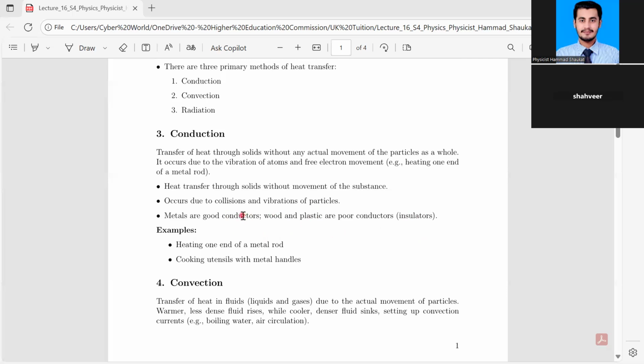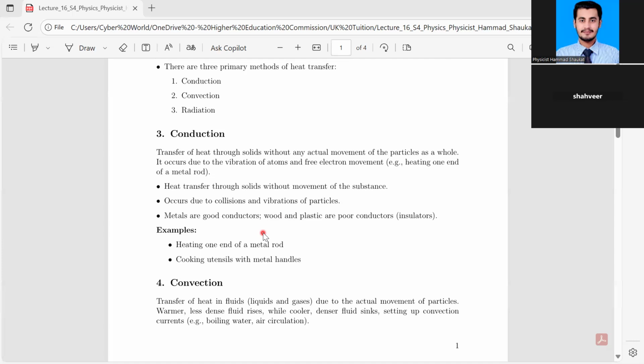Conductors are the materials which have free electrons. Insulators are the materials which do not have free electrons. Whether a body conducts depends upon the free electrons it has. If a body has free electrons, the body is conductive, meaning it conducts electricity as well as heat. And if a body does not have free electrons, it will not conduct electricity, and it will also not conduct heat.